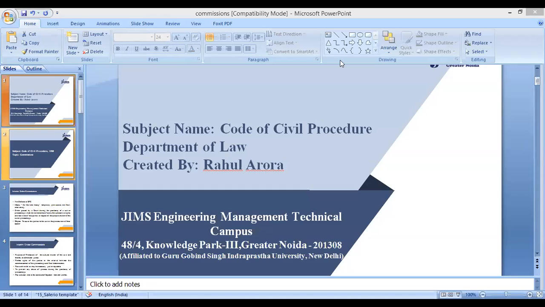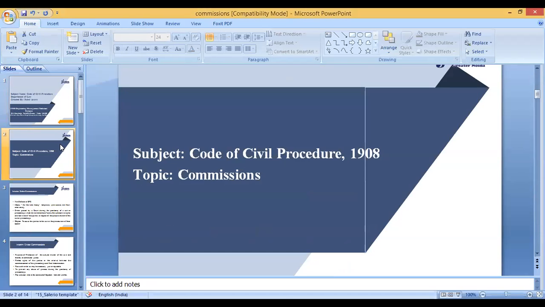Today we are going to learn the concept of, and the issuing of, commissions by the court of law in a civil suit. As you all are aware, the concept of commission falls under the category of interim orders. Furthermore, it has resemblance to that of interim orders.